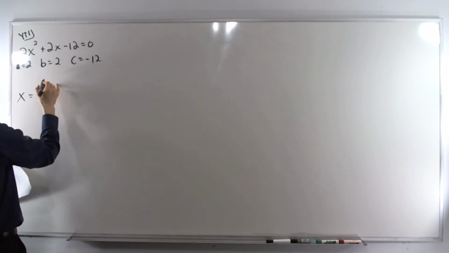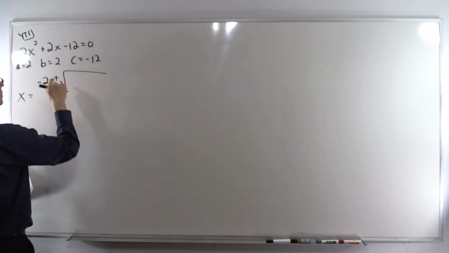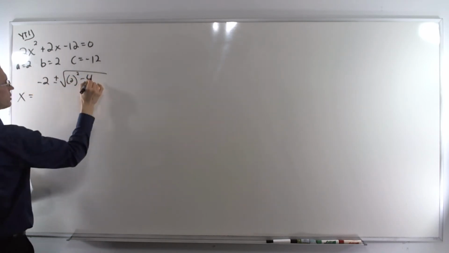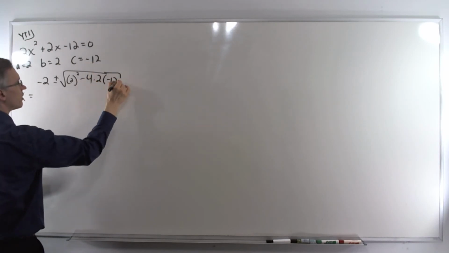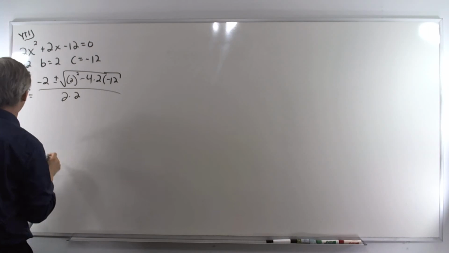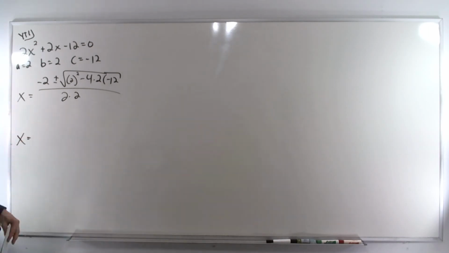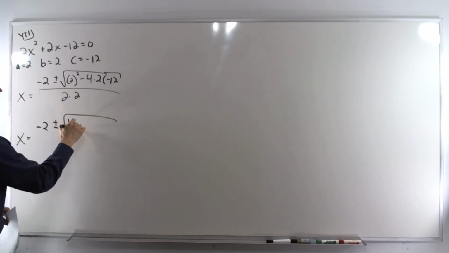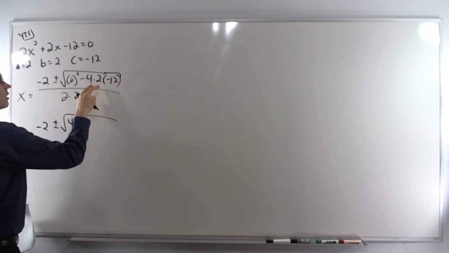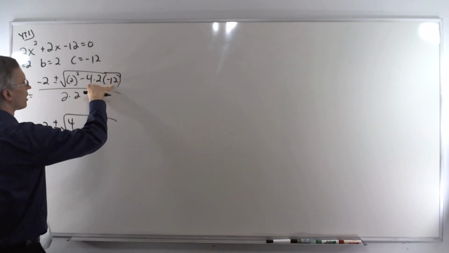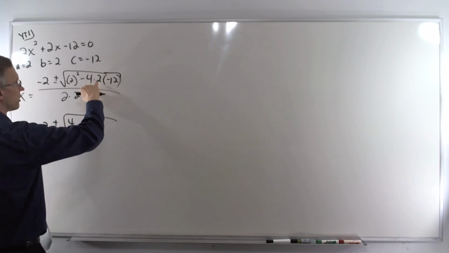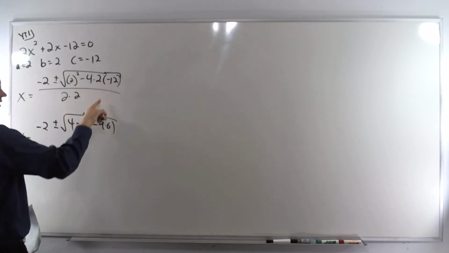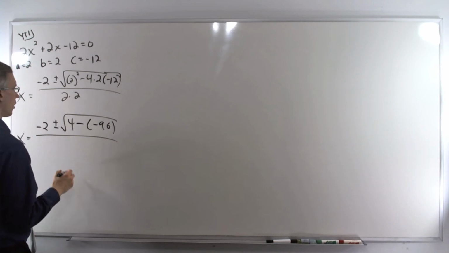X equals negative of B, so that's negative 2, plus or minus square root B squared, so that's 2 squared, minus 4, times A, which is 2, times C, which is negative 12. All over 2 times A, or 2 times 2. So now we're going to simplify underneath this radical here. 2 squared is 4. Here we got 4 times 12, or negative 12 is negative 48, times 2 is negative 96. So we're subtracting negative 96. All over 4.